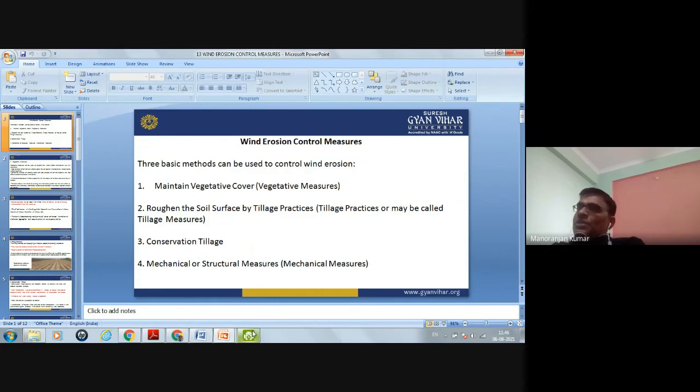So these are some control measures: vegetative measures, tillage practices, conservation tillage, and mechanical measures. Under the mechanical measures, the windbreak and shelter belts are there to control wind erosion.